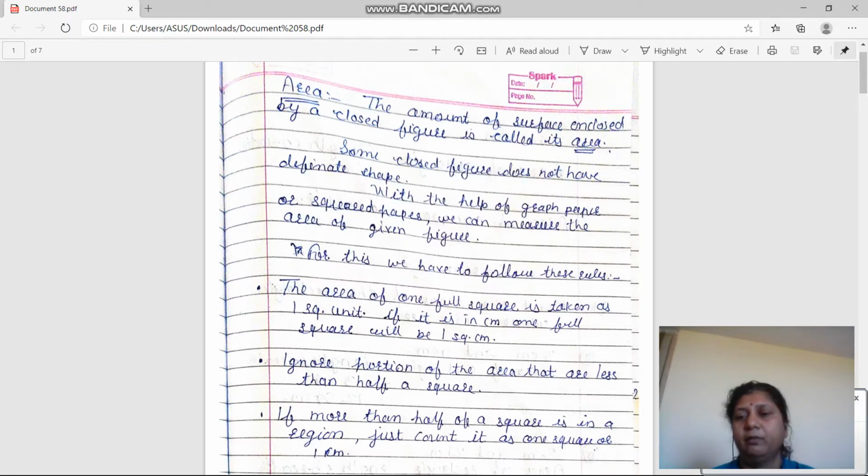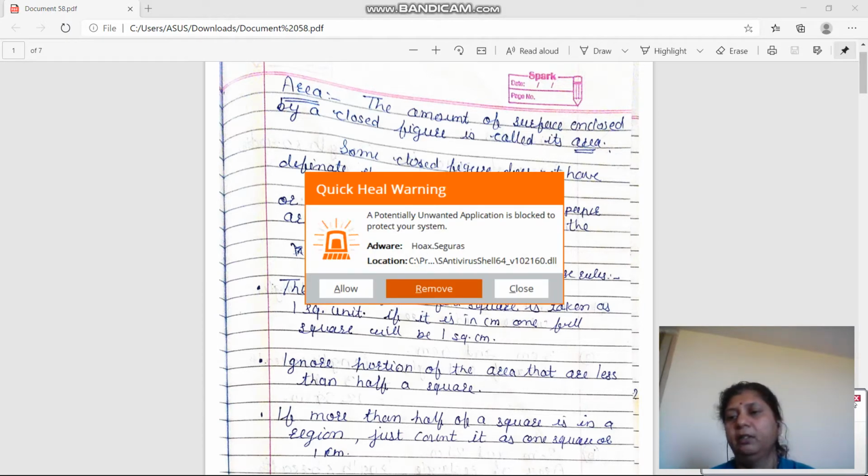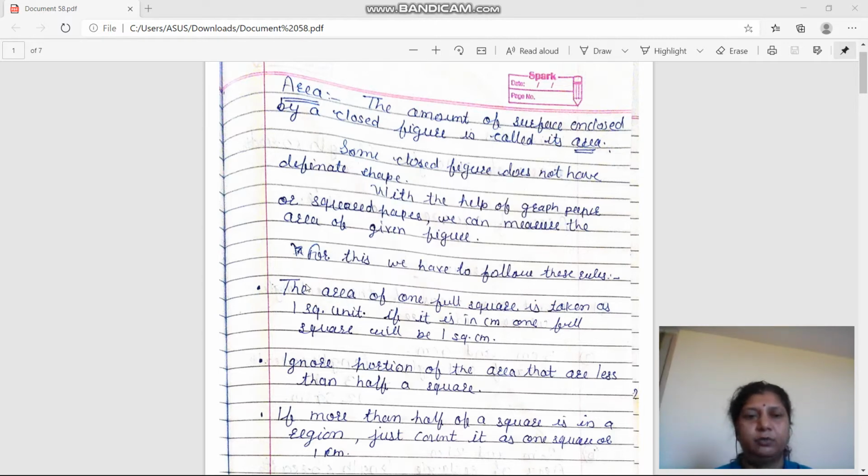for when we are using graph paper for calculating the area. So these are the rules. Once again I will read the rules. Yesterday we already studied these rules, but for revision I will read them. The area of one full square is taken as 1 square unit. If it is in centimeter, one full square will be 1 square centimeter.